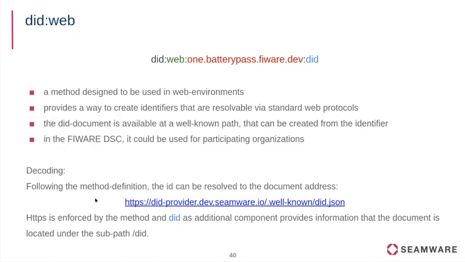Now, decoding as an example here, we're following the method definition. We know that we have to check the host and then append the well-known DID JSON path. HTTPS is always enforced by DID web, as I said, and the additional part would mean that we have to put in a subpath.